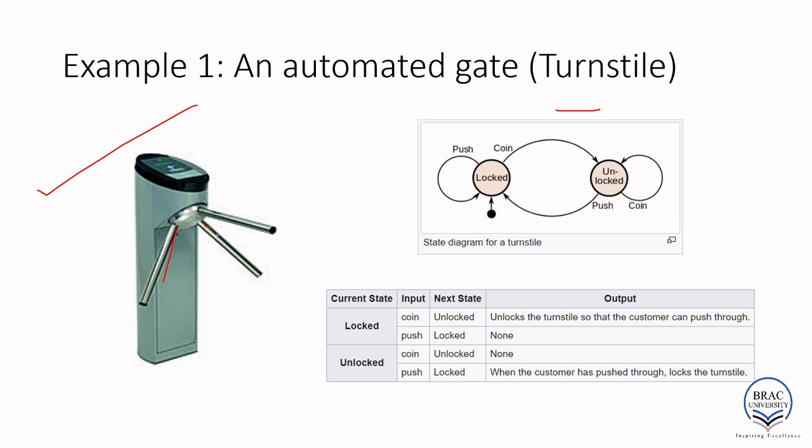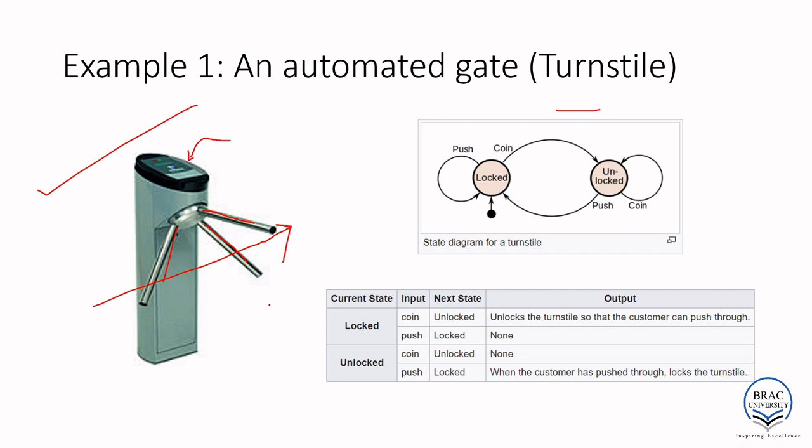it has three arms, and these three arms can rotate, and initially they are locked. If you give a coin as input, or if you are allowed to go in, then these circular arms will be unlocked and you can pass through this gate. After you pass through, the turnstile will be locked again, and so no one can enter through this passway.